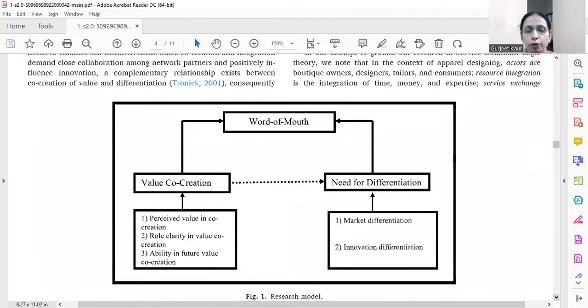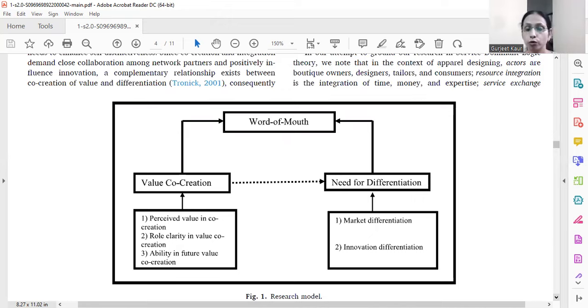Value co-creation we have measured by using these three dimensions. One is the perceived value in the co-creation, the value which you perceive in the co-creation. Second is the role clarity. You as a consumer, you know your participation, how much you are willing to participate, and how much they are ready to entertain you in this co-creation process. So role clarity in the value co-creation, and also ability in the future value co-creation. How much do you feel yourself competent enough to create value in the future?